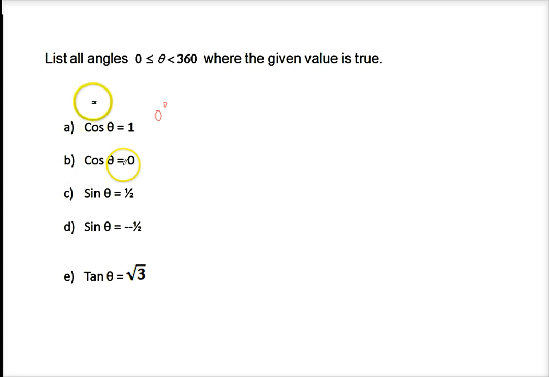Let's move to the next one, cosine theta being 0. That means we have to have a point on the unit circle where x is 0. Okay, when is x going to be 0? Well, if x is 0, that means you haven't gone to the left or to the right at all. You've just gone straight up or straight down. All right, well, on the unit circle, where would that happen?